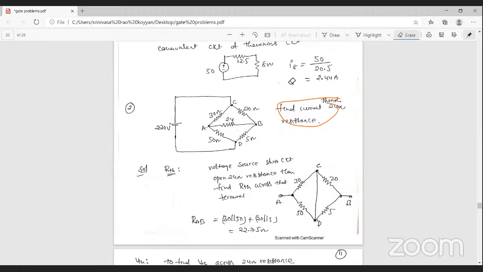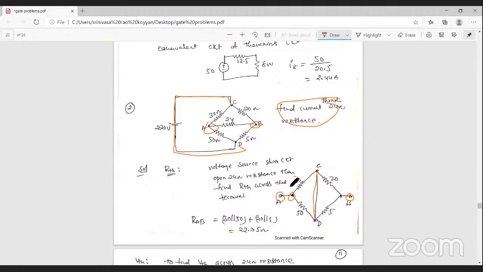First, remove the 24 ohm resistance, then you can find the Thevenin's resistance between terminals A and B. So we have to find the Thevenin's resistance, RAB. Thevenin's resistance: C and D points are shorted, so I short the C and D points. What we need is the Thevenin's resistance across these two points, and the Thevenin's voltage across these two points.